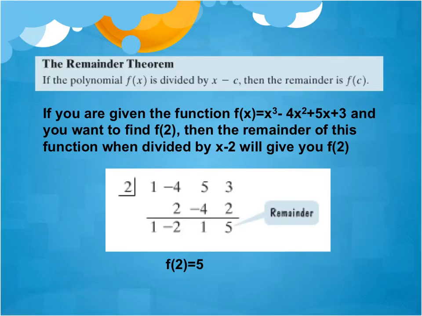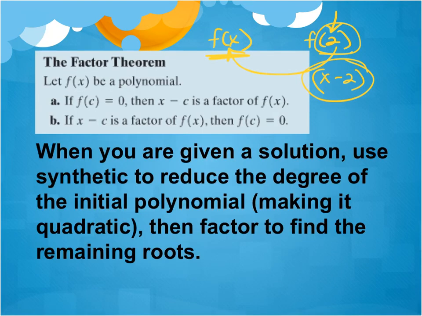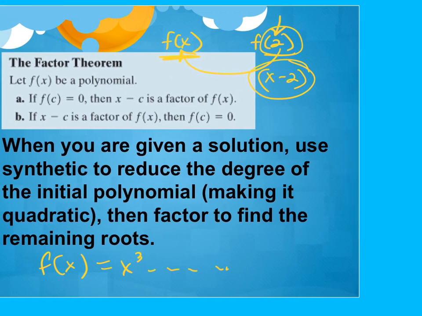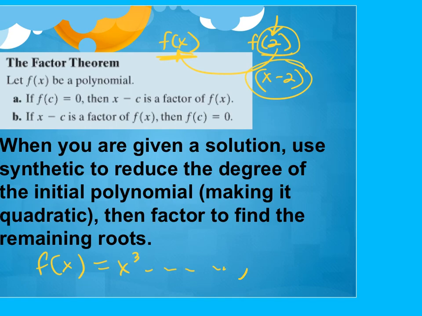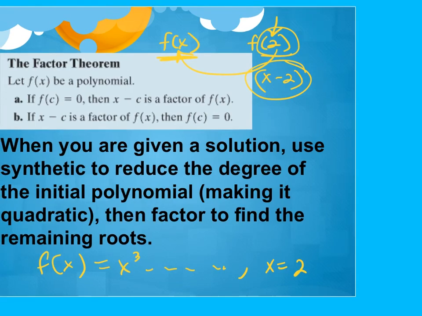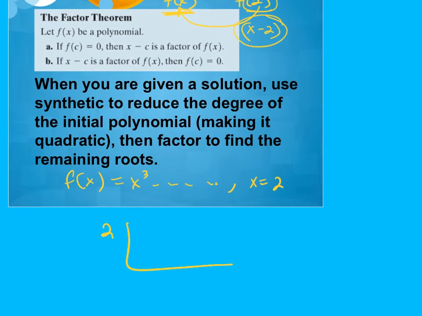All right. So the last case. In this case, you're going to get given an f of x equals x to the third something, and you're going to get given one root, x equals, let's say, 2. I'm going to take the 2 and put it on the outside. I'm going to use synthetic division here by bringing these down. My answer is going to have a remainder of 0 because this is a factor.